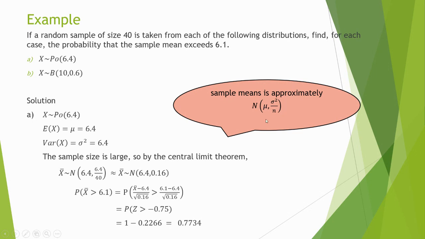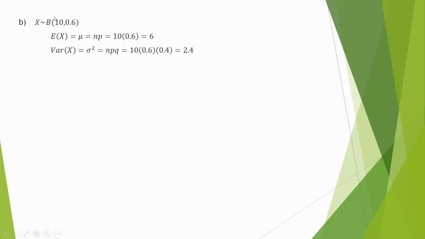The sample mean is given by this, mu and sigma squared over n. Okay, same thing for the second one, which is also the last one. For the binomial, mu equals np, which is 10 times 0.6, so it equals 6. And then the variance is npq, where this is your p and this is your q.